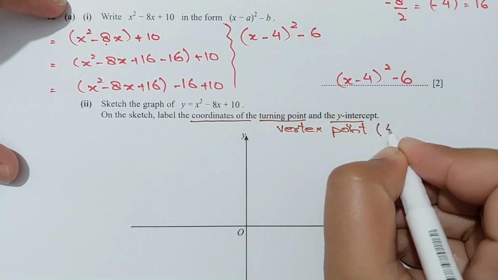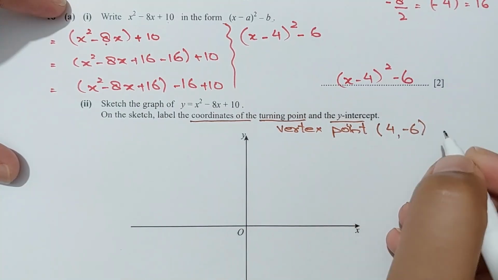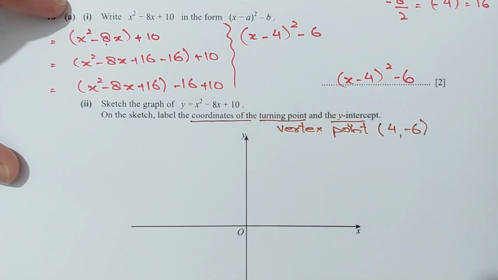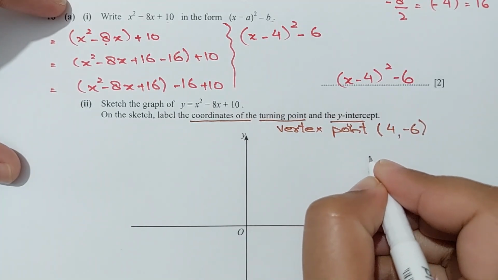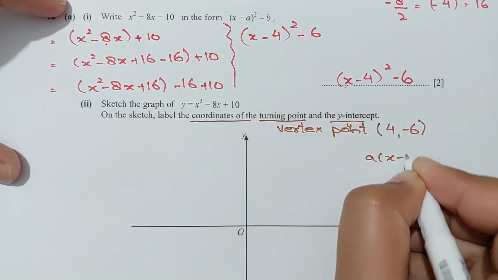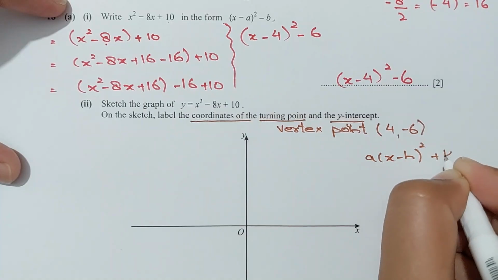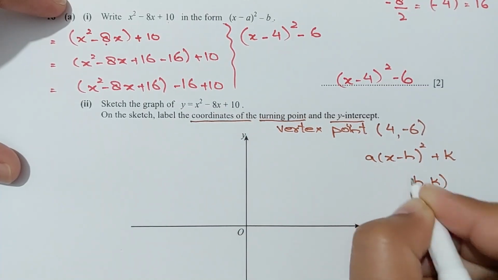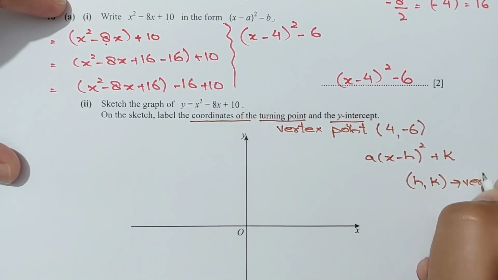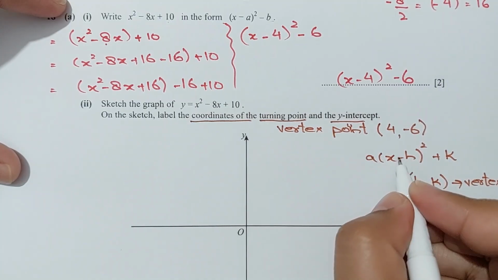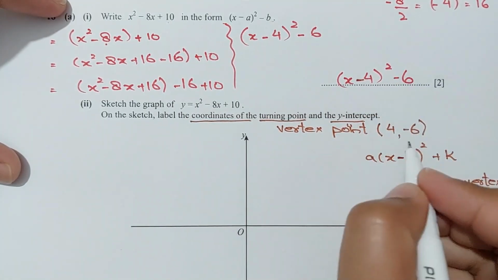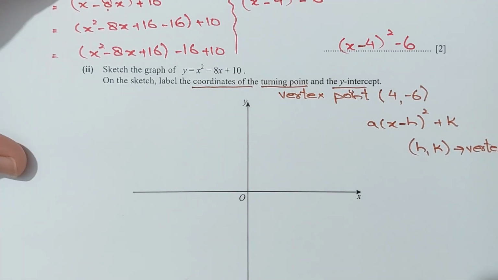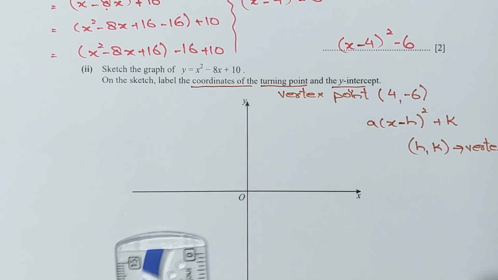The vertex point is 4 and negative 6. Right, so if we remember the vertex form of the quadratic equation is a into x minus h whole square plus k, and h and k is the vertex. So this h with negative is a part of the formula, and this whole k, so 4 and minus 6 is the vertex. So let me mention 4 and minus 6 first.